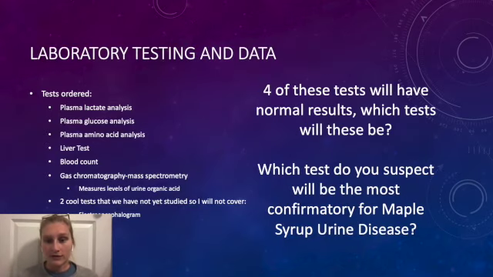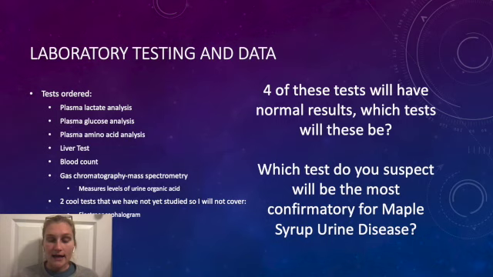So the laboratory tests that we ordered were a plasma lactate, glucose, and amino acid analysis, a liver test, a blood count, a gas chromatography mass spectrometry, which measures the level of urine organic acid, and then two tests that we haven't studied, but I just wanted to throw in there because they were included in the case study: an electroencephalogram and an MRI. So this is kind of cool because they're related to the brain, so we can see how this genetic disorder affects the brain a little bit more.